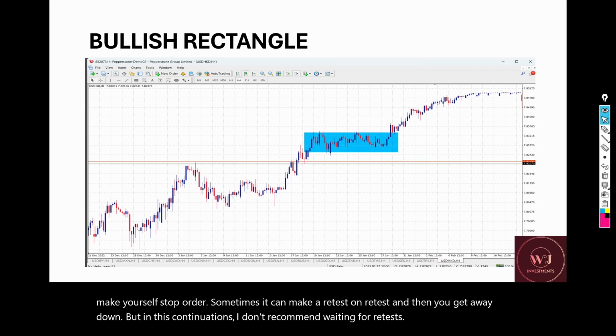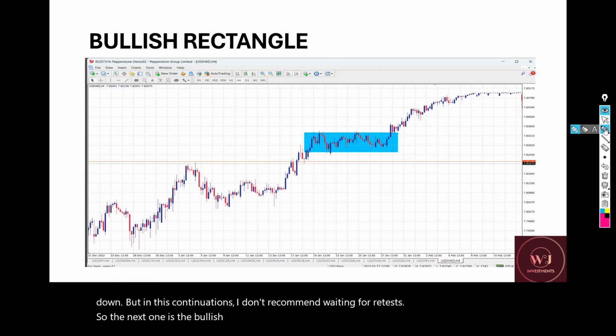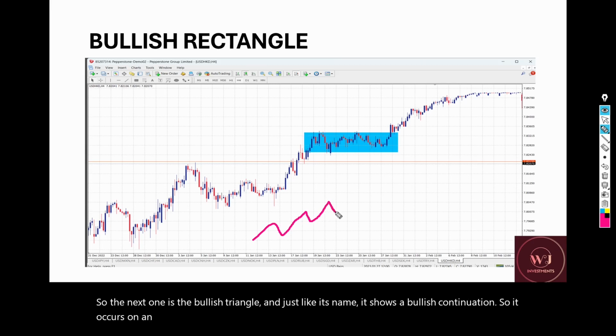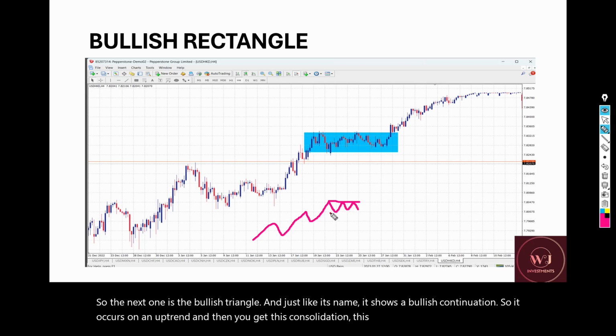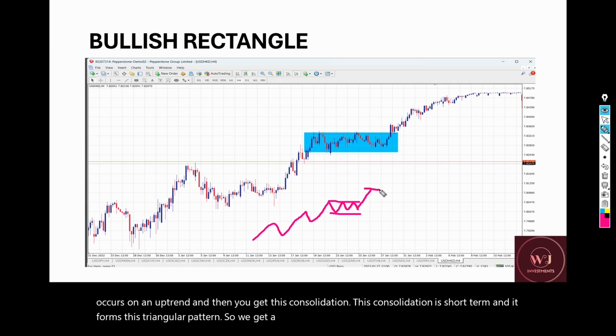So the next one is the bullish triangle, and just like its name, it shows a bullish continuation. It occurs on an uptrend, and then you get this consolidation. This consolidation is short term and it forms this triangle chart pattern. So we get a breakout. So we make our entry point.